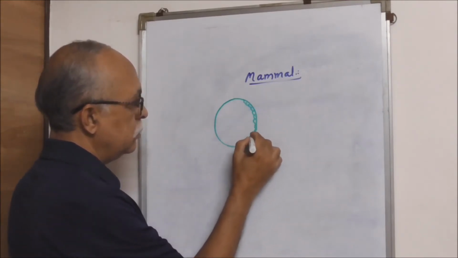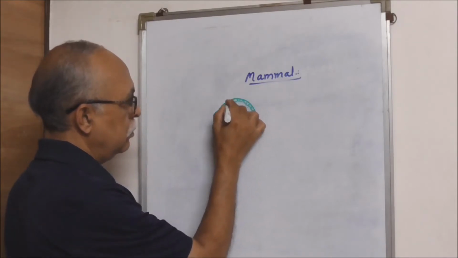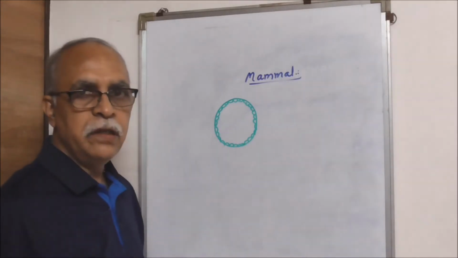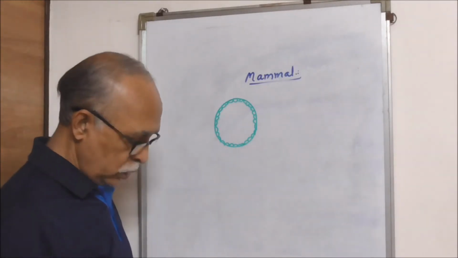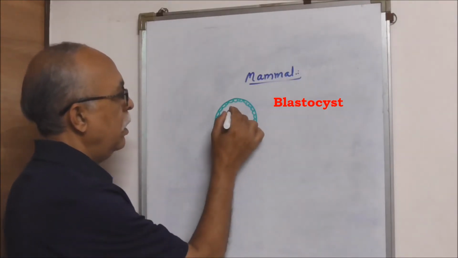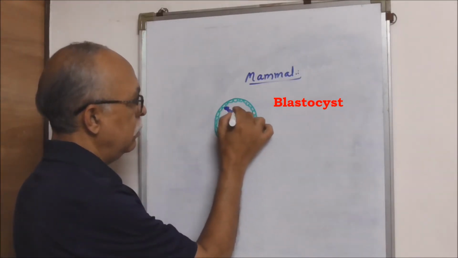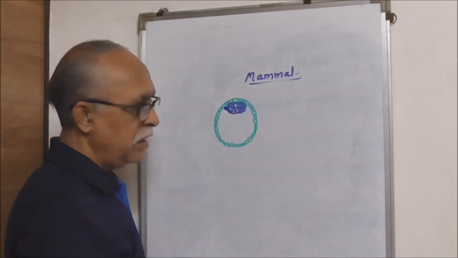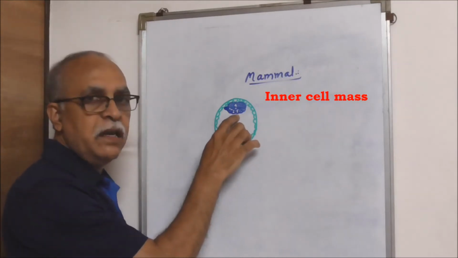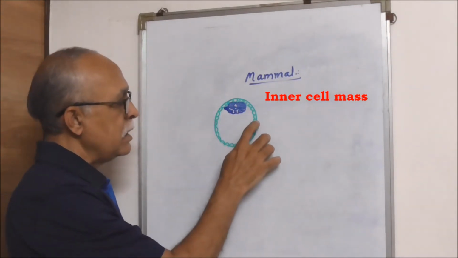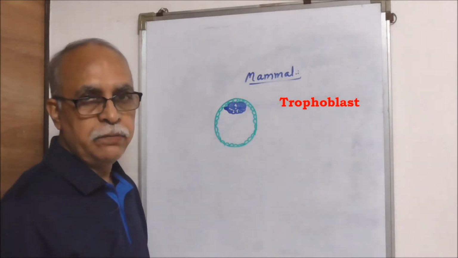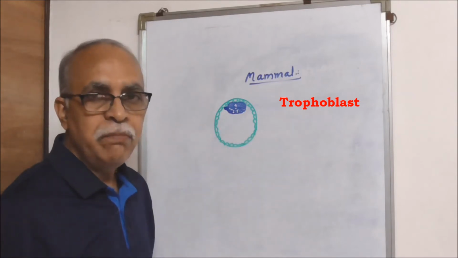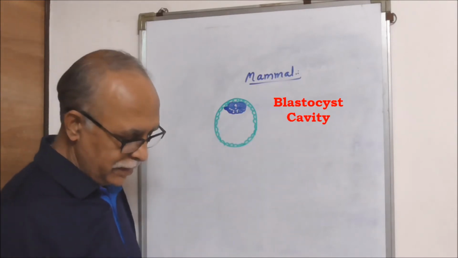Here is a layer of cells in the periphery which we have called a blastocyst, and right in the center there's a mass of cells. We have called this the inner cell mass, or embryonic cells, and this is the trophoblast. Trophoblast is the outermost covering, and the cavity is a blastocyst cavity. Let's name the parts.